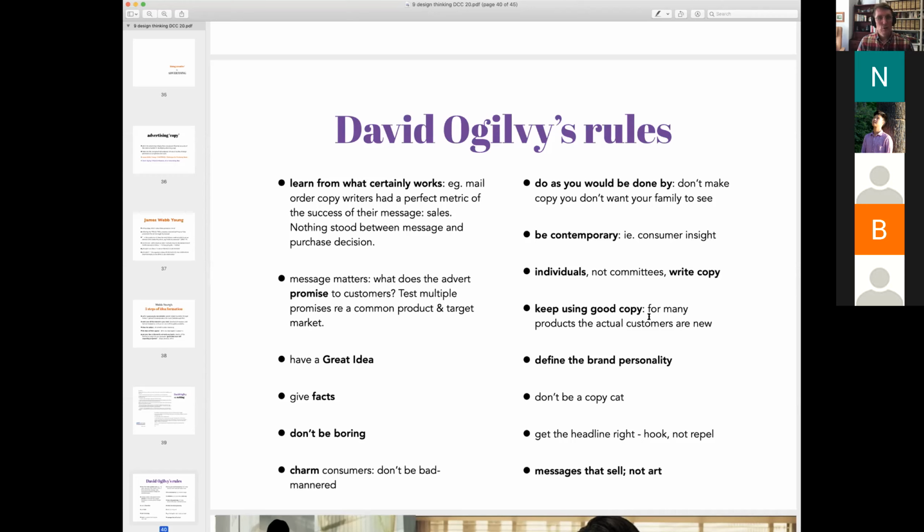For many products, the actual customers are new, and this is a really important point. On average, people in Japan buy a car once every 8 years, okay? The copy you used to sell the car last year will work this year because they're new customers, okay? It's not that the people bought a car last year and this year they want to hear something different when they buy their next car. That doesn't work. So there's a whole bunch of things here.